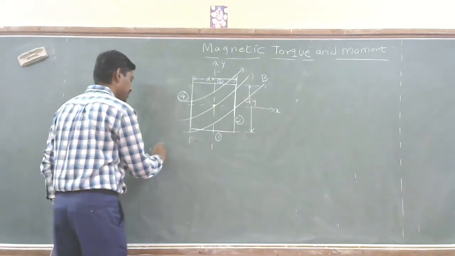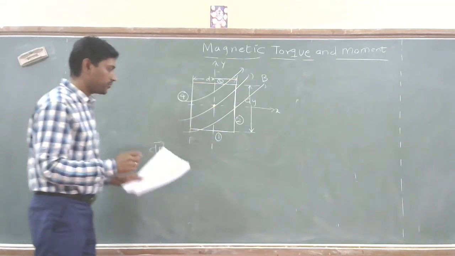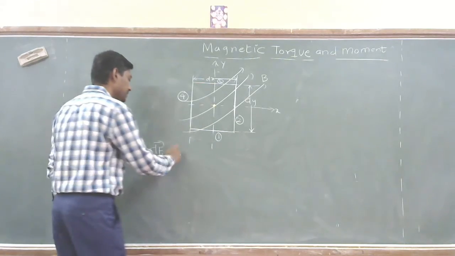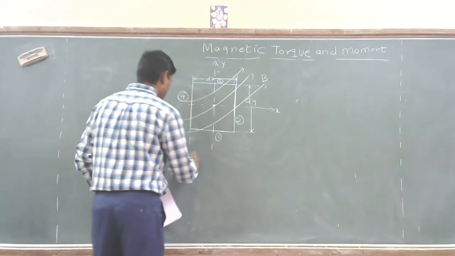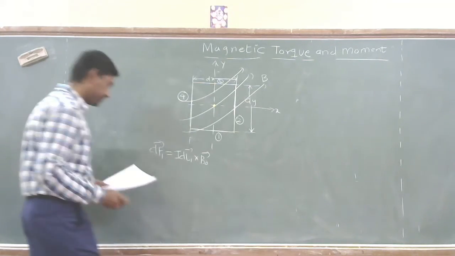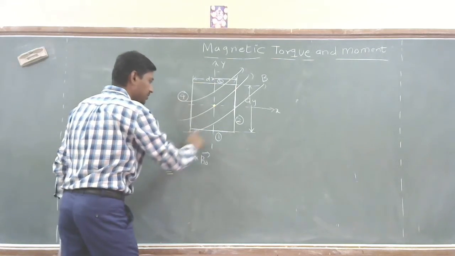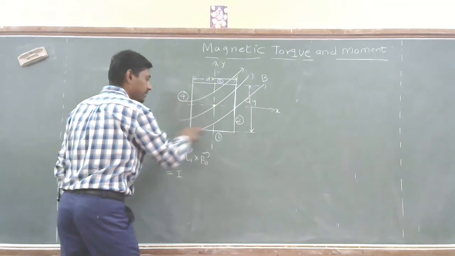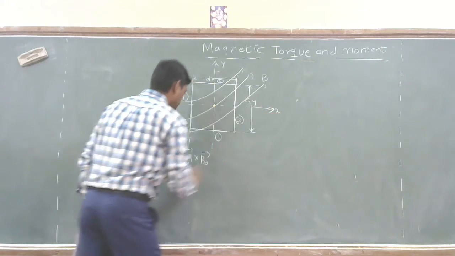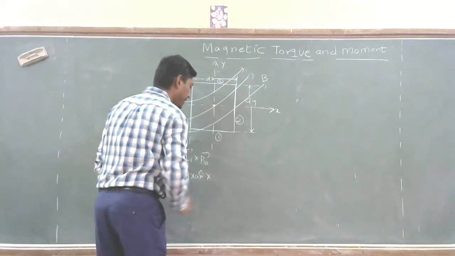So what is dF1? The force on the filament which is placed in a uniform magnetic field is I dl1 cross B naught. Okay, I dl1 cross B naught. And dl1 is along the x-axis, because this is my x-axis. So it is dx ax hat cross B naught.